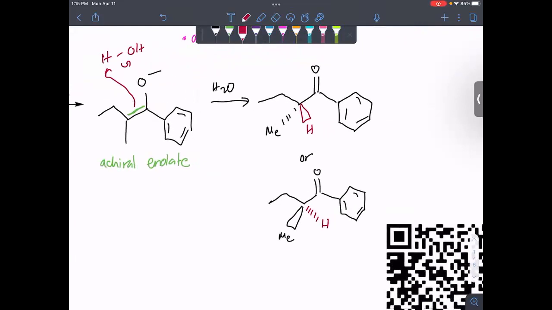And then you're going to have 50-50 because obviously there's no preference for which direction the hydrogen gets added back on. So you end up with your racemic mixture of products. So remember, if you have a keto that has the chiral center, 1 alpha hydrogen, and you put it in an acidic or basic solution, it's going to go through racemization. It's always 50-50 racemic mixture.